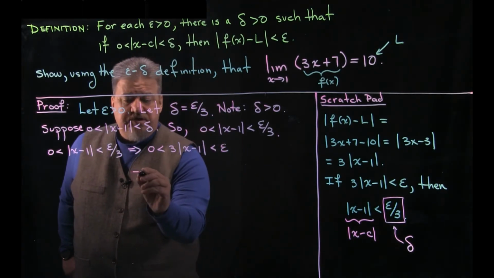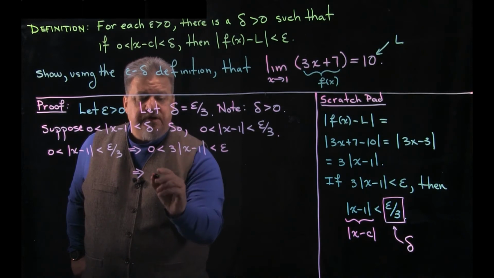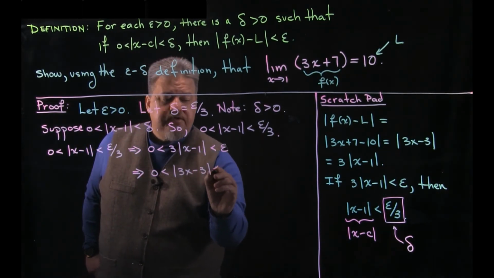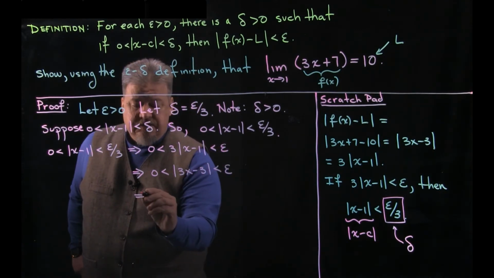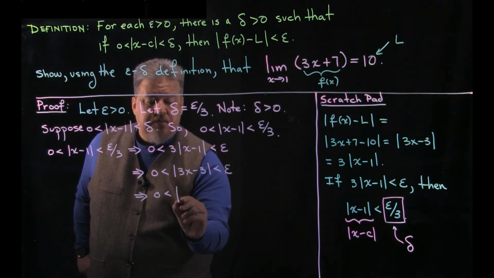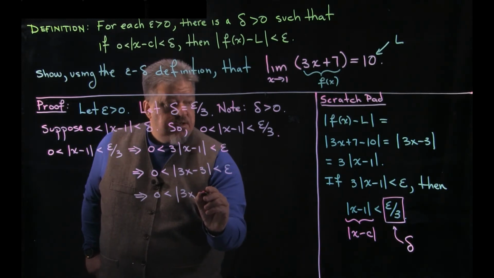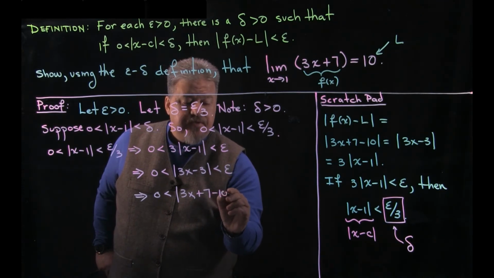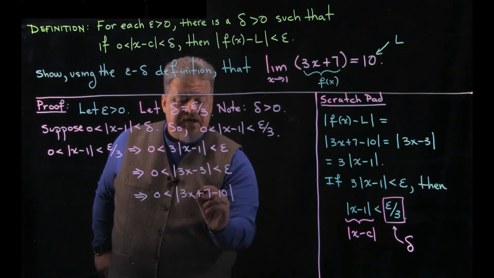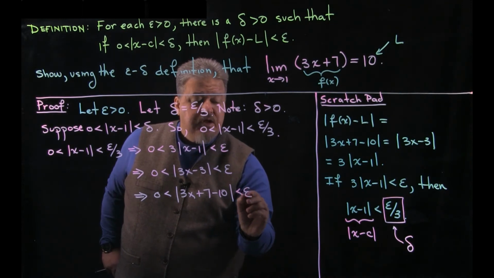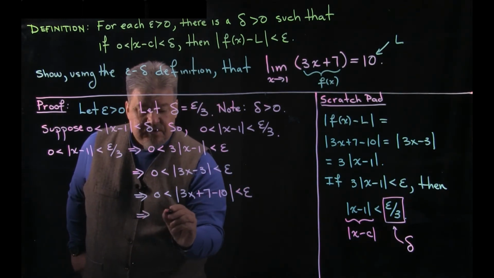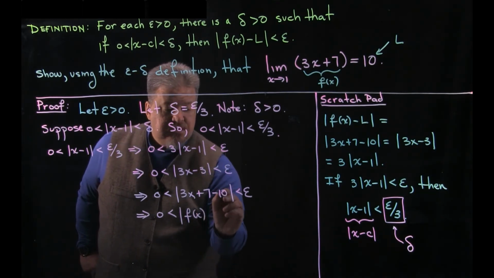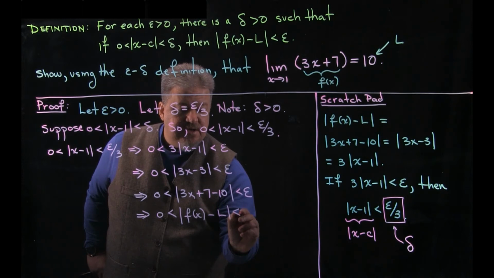Okay. Continuing, let's bring the 3 in. |3x - 3| is less than epsilon. And 2 more steps and then we're home. This is equal to 3x + 7 - 10, since -3 is equal to 7 - 10. So 3x - 3 is equal to 3x + 7 - 10. And finally, we realize this is f(x), and the 10 is L, so we've done it.